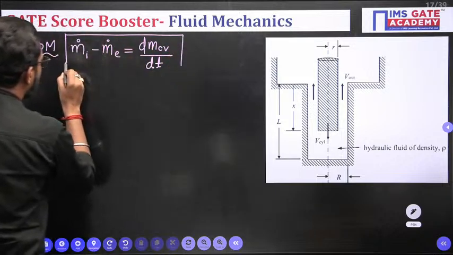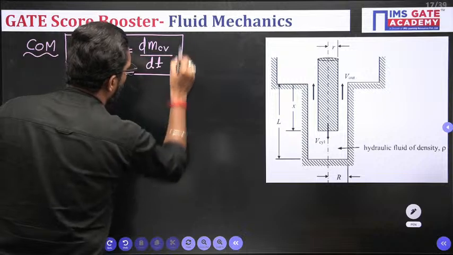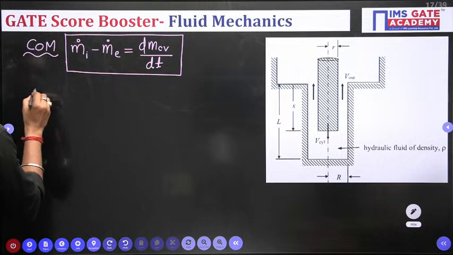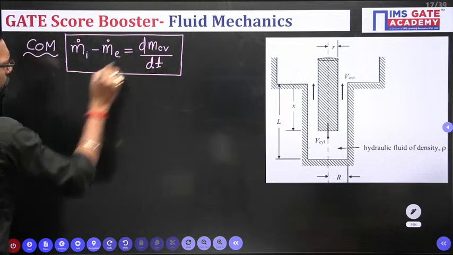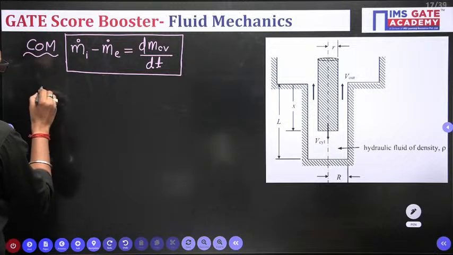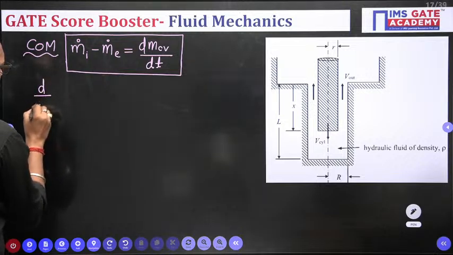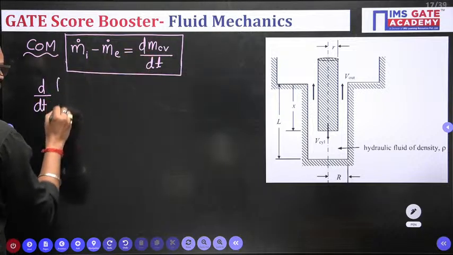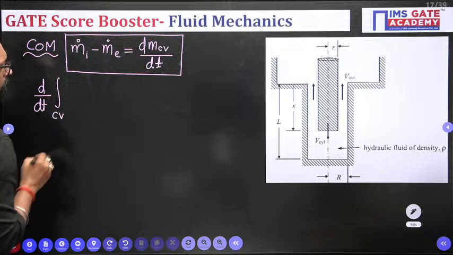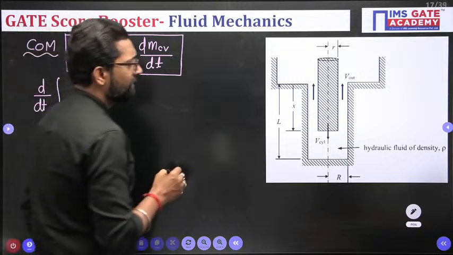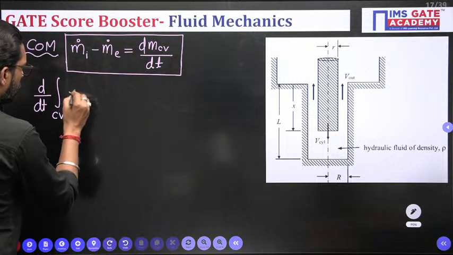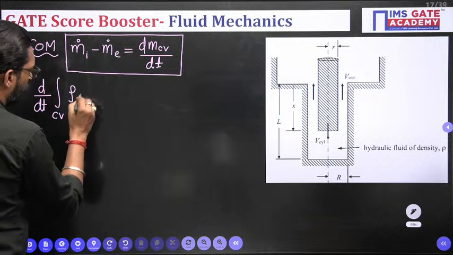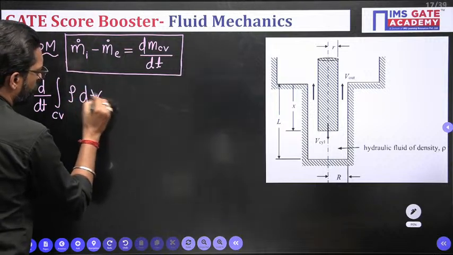If you write it in integral form, how to write? First write the left term, that means d by dt of the integration over the control volume. And what is the mass? Density into volume, density times dV.